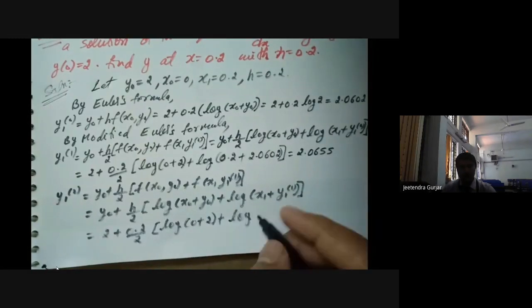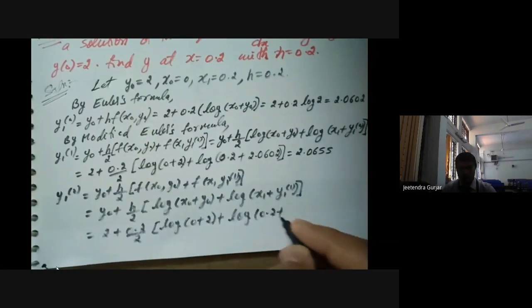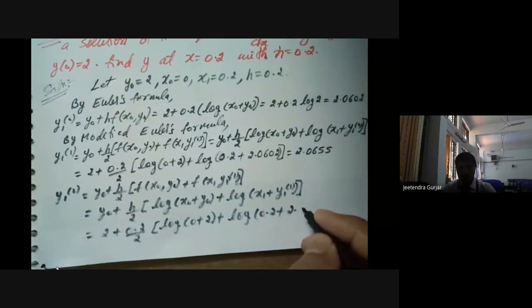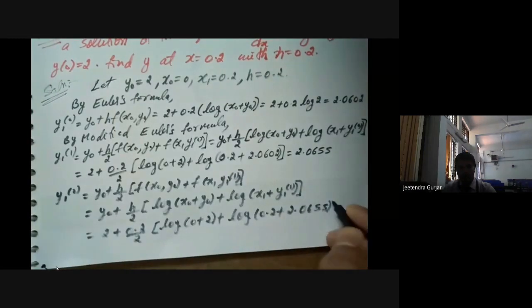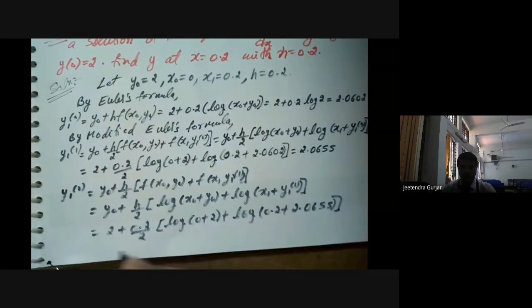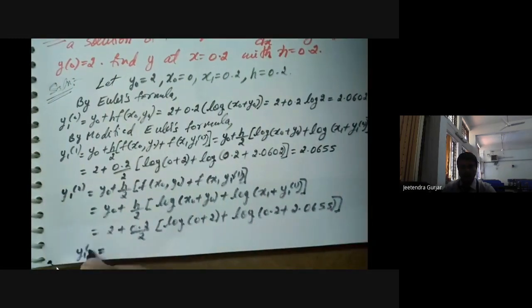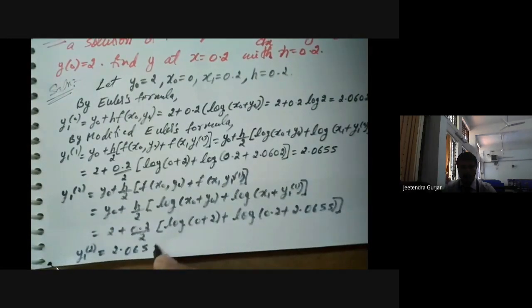So when you substitute all the values, the equation will be like this: 2 plus 0.2 divided by 2, log of 0 plus 2, plus log of 0.2 plus 2.0655. So 2.0655 from the previous value we have taken. So y1 raised to 2 is going to become 2.0656, students. So this is very, very simple. So next, we got again accurate approximations. You can see from the Euler's point of view, modified Euler's method gives accurate answers. Now the last we are going to have, that is y1 raised to 3.